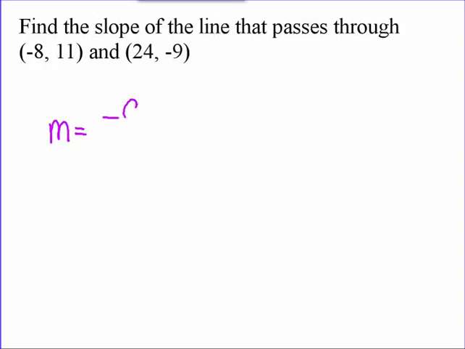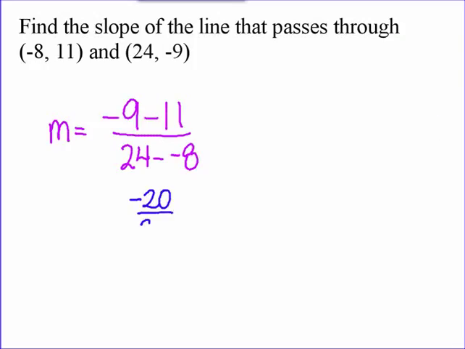So we should have gotten -9 minus 11 over 24 minus -8. So when you do this, you end up getting -20 over 32. You always minus. And so now let's divide what goes into both 20 and 32. 4. 4 goes into 20 5 times and into 32 8 times. So your answer should be -5 eighths.